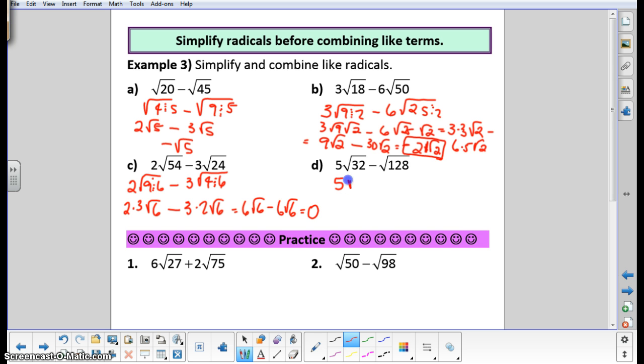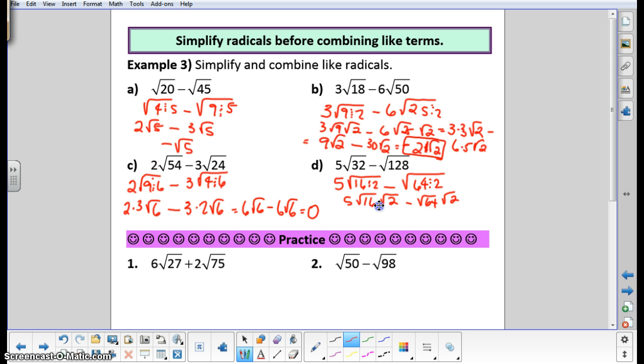So we preserve the 5. We can split 32. The biggest perfect square factor is a 16, and that multiplied by 2 is 32. And 128 might be intimidating at first, but if you take a 2 out, then what you have left is a 64. So we can split that further. Square root of 16, square root of 2, minus square root of 64, square root of 2.